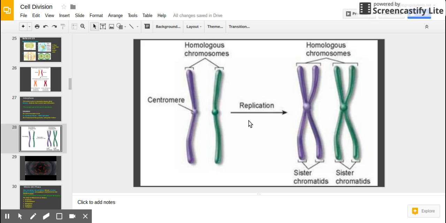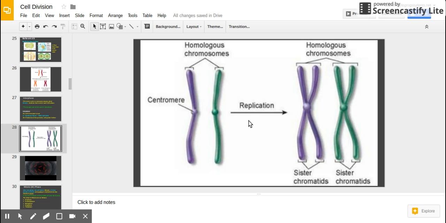All right, so as you know, you have 46 total chromosomes in each of your cells. You have 23 from mom and 23 from dad. Each of those pairs are called homologous pairs, and they code for the same proteins.